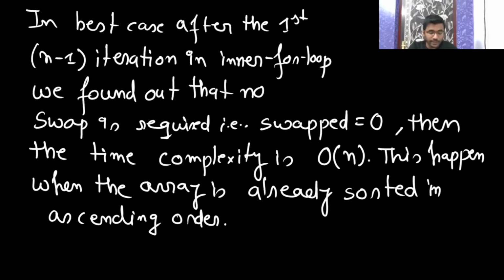Meaning after the second and third iteration of the inner for loop. So first time n minus 1 times it has run the inner loop, then again n minus 2 times it has run, then again n minus 3 times. After the third iteration we have found out that the array is in a sorted list.